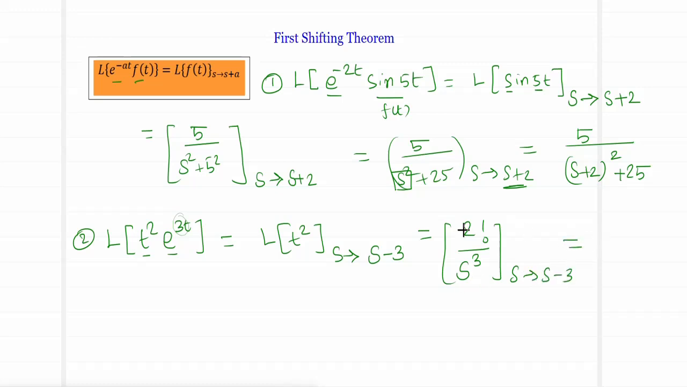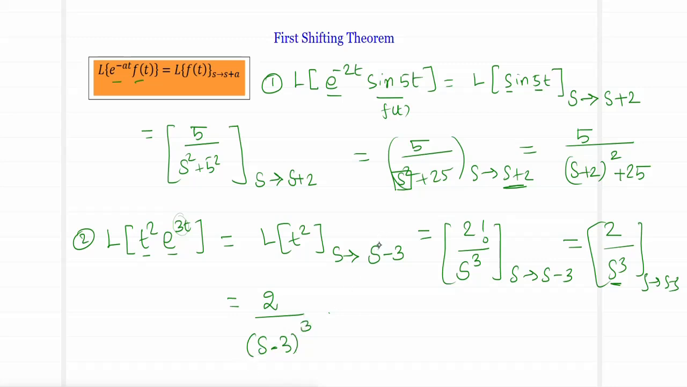And we know that 2 factorial is going to be 2 with s cube moving to s minus 3. So the final answer will be 2 divided by, what is happening to this s? It is replaced with s minus 3. And what you have on power over here, this is going to be your cube. So the final answer will be 2 divided by s minus 3 the whole cube. I hope you have understood the first shifting theorem.